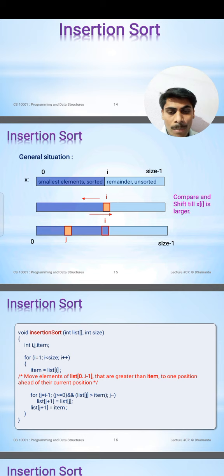Algorithm for insertion sort: void insertion_sort(int list[], int size) { int i, j, item; for (i = 1; i < size; i++) — the for loop is the initialization together with the outer loop of the code. Next, j = i - 1, and while j >= 0 && list[j] > item, list[j+1] = list[j]; then list[j+1] = item; close curly bracket. This is the code for insertion sort.